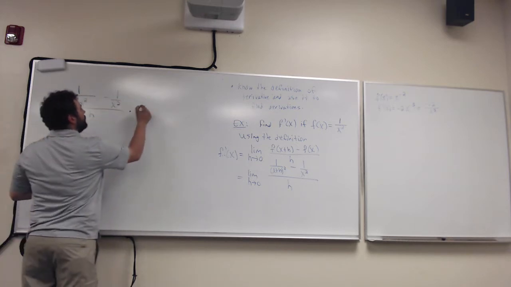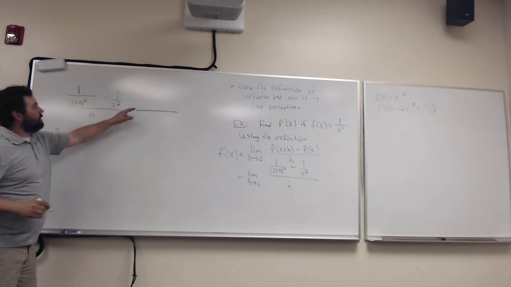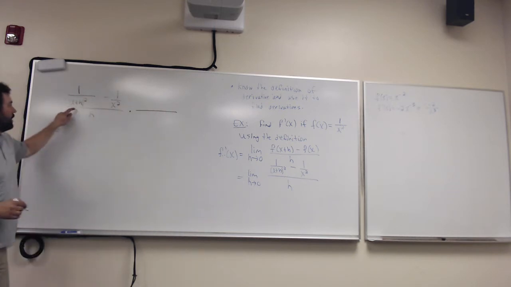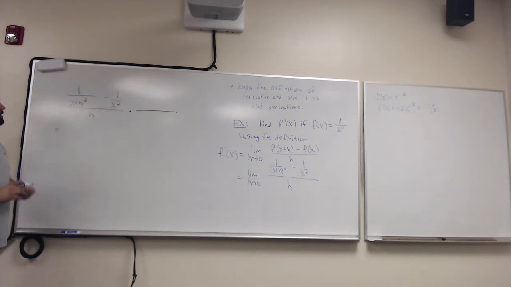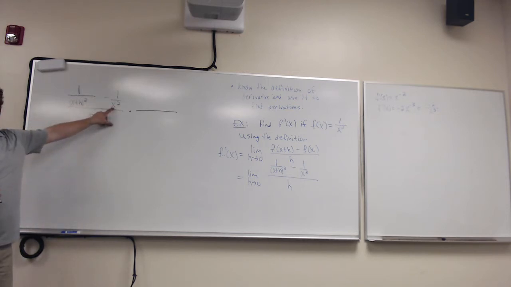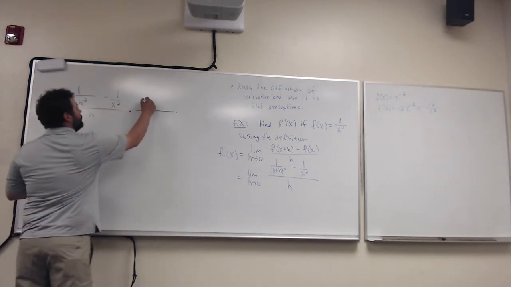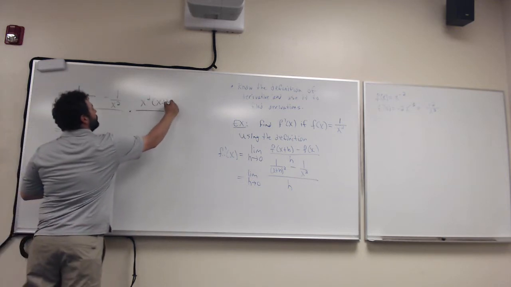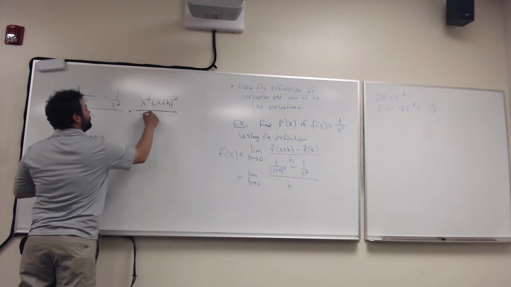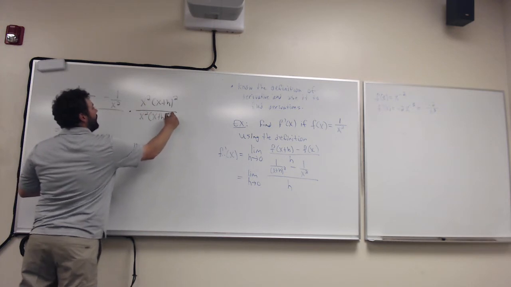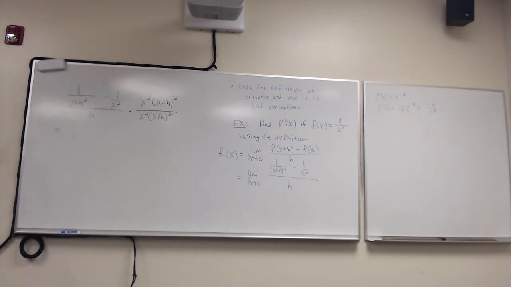Here's the other trick. We're just going to multiply on top and bottom, so I'm multiplying the main fraction by something that cancels this denominator and this denominator at the same time. And that would be the product, x squared times x plus h squared. And then I also have to multiply h on the bottom by that. I didn't show you this in class, but I figured this would be a good way to do it.